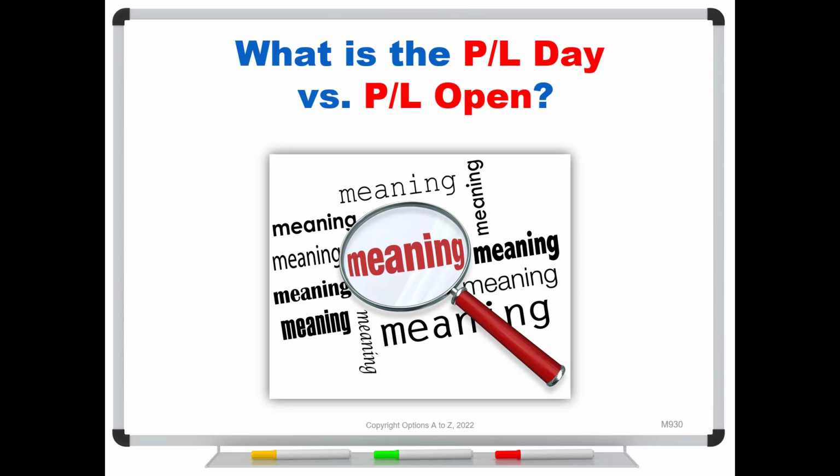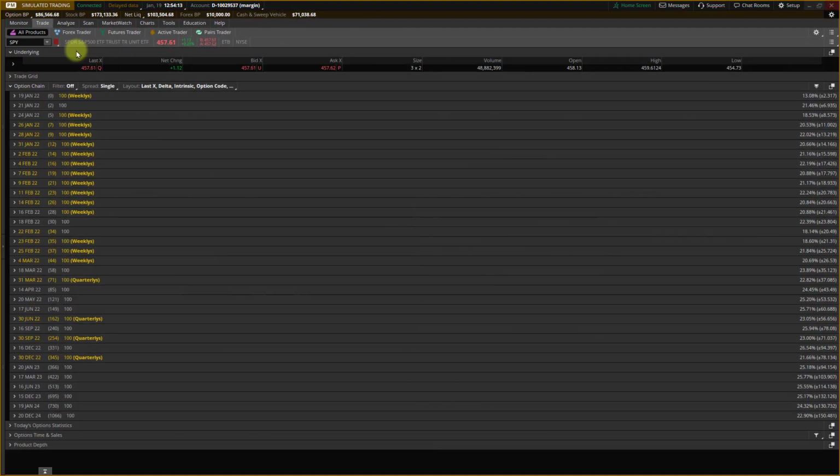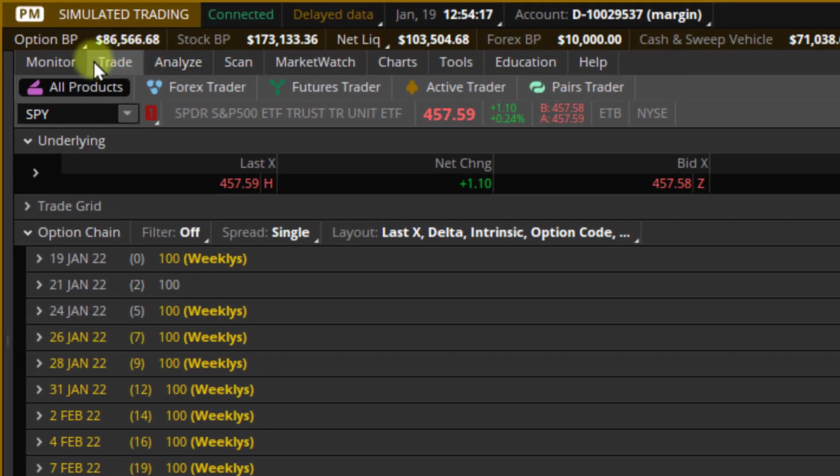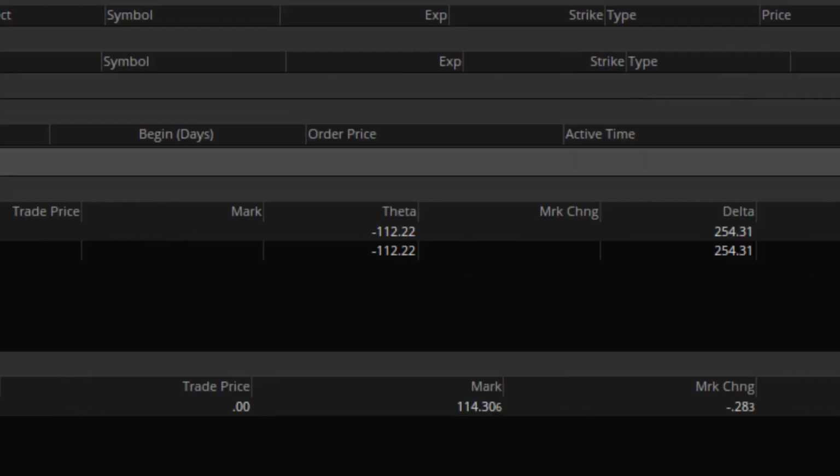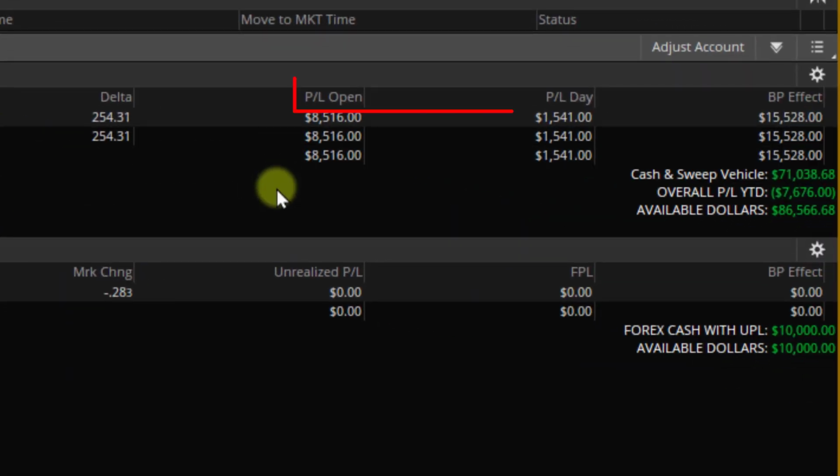And a question that I get a lot, especially from our new traders, is what is the difference between P&L day and P&L open? These are some headers that you'll see on a lot of brokerage platforms. So for instance, if you look over in Thinkorswim, along these tabs, you'll see the monitor tab, and right down here, there's P&L open and P&L day. So this is what we're trying to figure out. What do these terms mean?